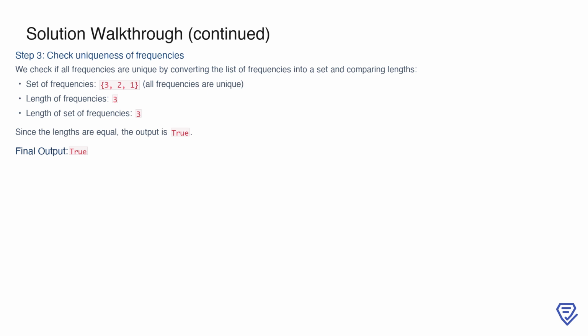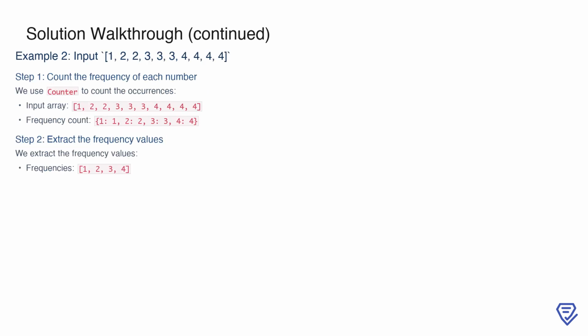For the second example, we are given the input array 1, 2, 2, 3, 3, 3, 4, 4, 4, 4. The first step is to count the frequency of each number. Using Counter, we find that 1 appears 1 time, 2 appears 2 times, 3 appears 3 times, and 4 appears 4 times. This gives us the frequency dictionary 1:1, 2:2, 3:3, 4:4.